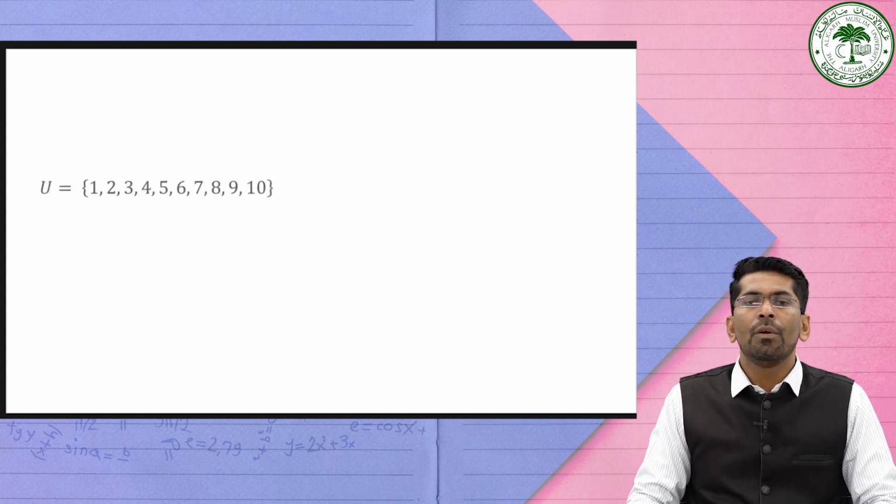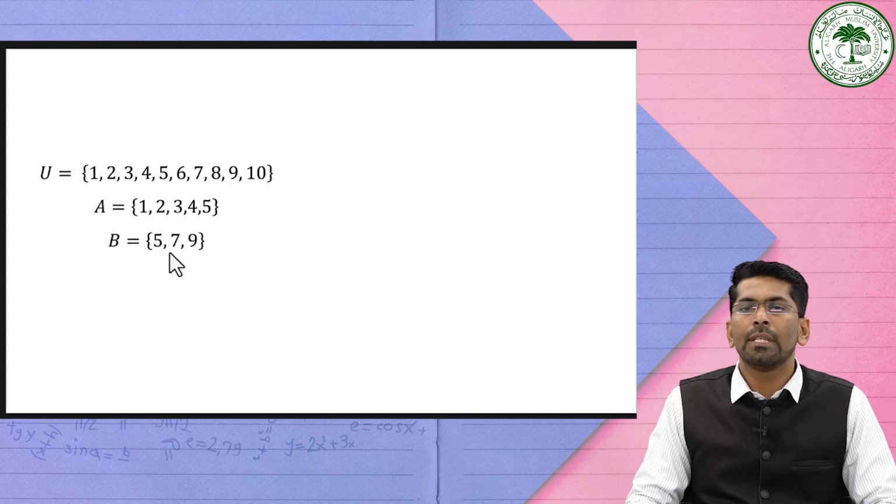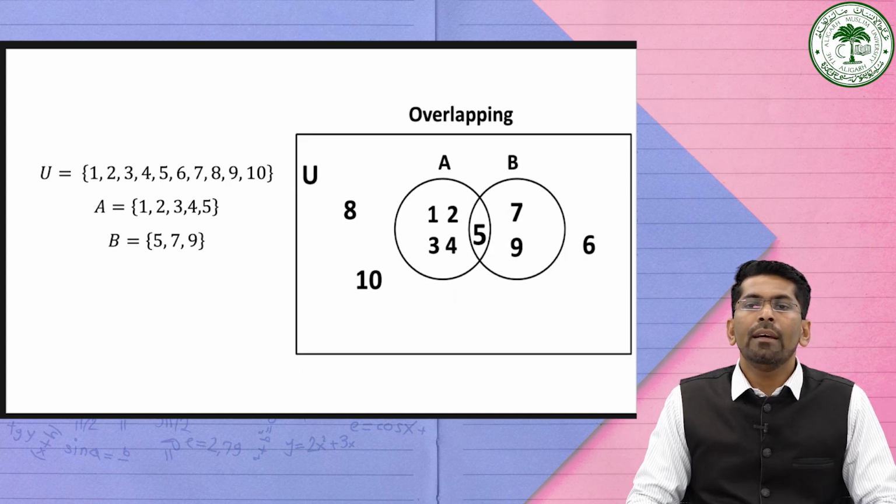For example, we have a universal set, that is 1, 2, 3, 4, 5, 6, 7, 8, 9, 10. And set A is equal to 1, 2, 3, 4, 5. And set B is equal to 5, 7, 9. I would like to show these sets by using the Venn diagram. The rectangle region represents the universal set U, which contains all the elements from 1 to 10.